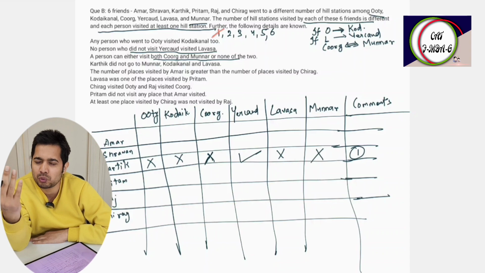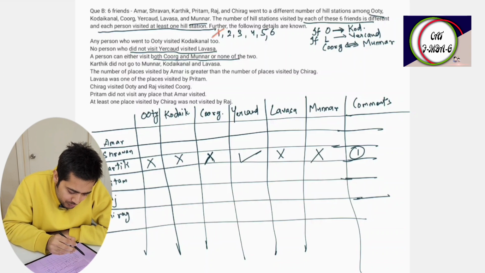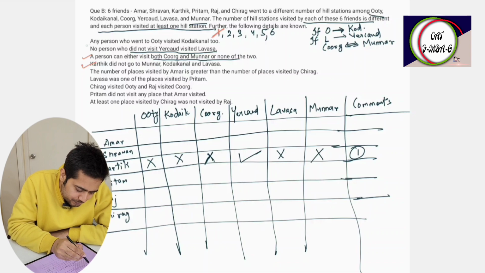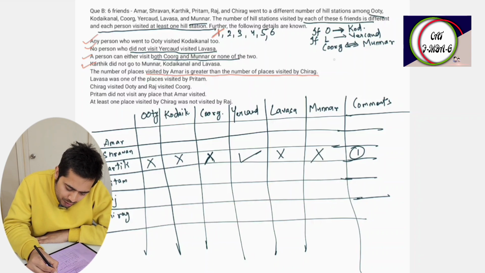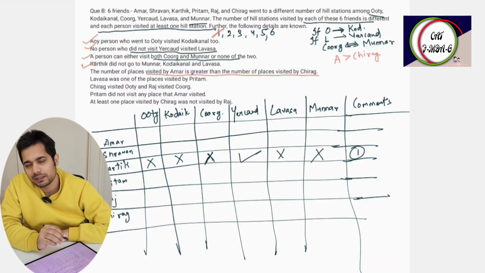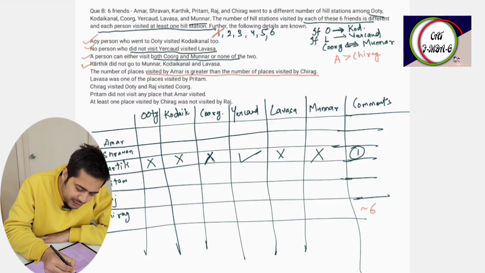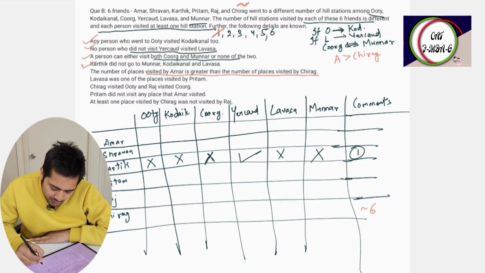So other persons have to visit 2, 3, 4, 5 or 6. No one else can visit just one hill station. This point is used up. This point we have taken care of. The number of places visited by Amar is greater than the number visited by Chirag. So Amar is greater than Chirag. That means Chirag can never be 6. Cannot be 6. See, this is the negation sign. This means not. Chirag cannot be 6.